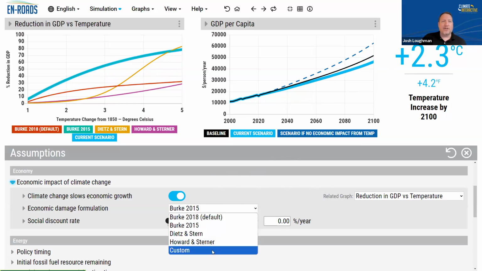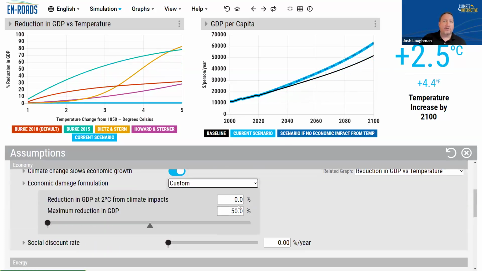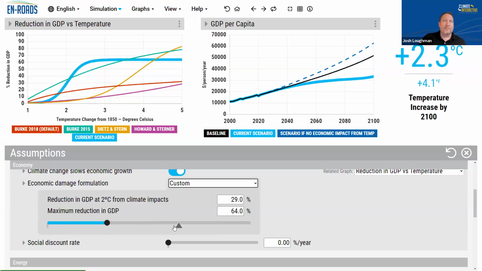There's also the possibility to create your own scenario. And so this is also there for users who want to experiment with different formulations and may have a different opinion of what the climate might do in terms of economic damages.